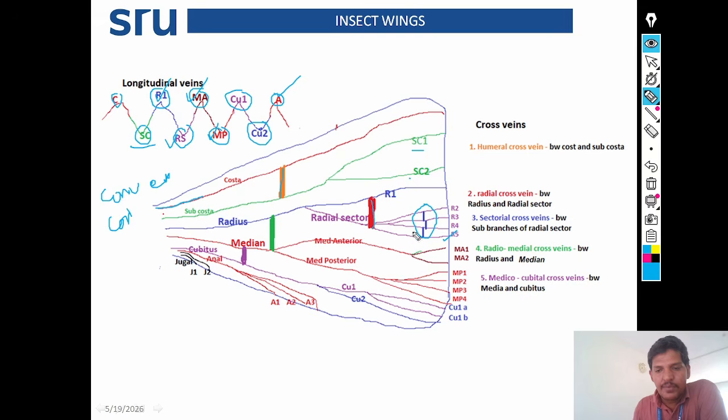See here. A radio-medial cross vein is there between radius and median. Medio-cubital cross vein is there between media and cubitus. Like that, insect veins are arranged on the surface of the insect wing. Such arrangement of veins and veinlets on the surface of the wing is known as wing venation.